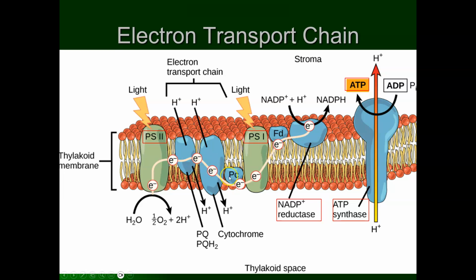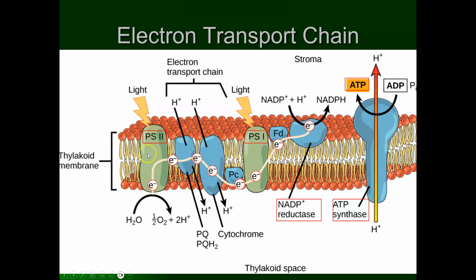The electrons also flow through here to end up reducing a different electron carrier than what we've had before. Back in cellular respiration, we had FAD getting reduced to FADH2, and we had NAD getting reduced to NADH. Here we have this new electron carrier called NADP+, that gets reduced to NADPH. Here's what's special about this.